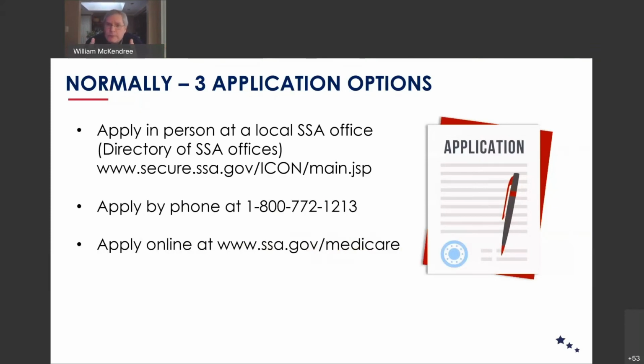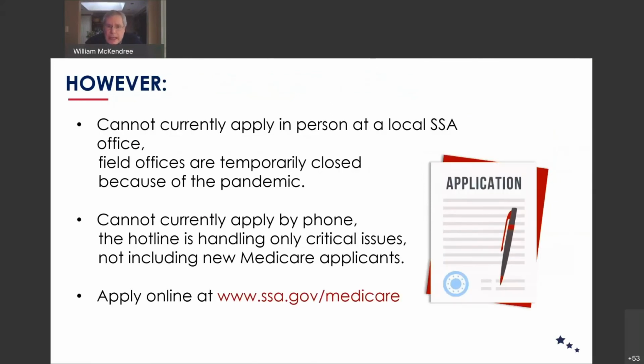Or you could do it the way they wish you would do it, which is go online to their website, ssa.gov, do the drop-down portion for I want to enroll in Medicare, and it takes a minimum amount of effort and time. So the problem is you can't go into a Social Security office any longer. The offices are temporarily closed because of the pandemic.